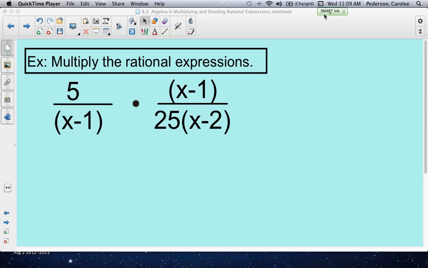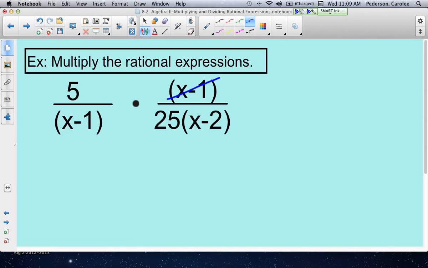So let's talk about the 5 and the 25. Well, we can reduce those by 5s, and then look at the x minus 1 and the x minus 1. Those can cancel. So I have x minus 1s are going to cancel. Those will just become 1s. And then 5 divided by 5 is 1. And then 25 divided by 5 is 5.